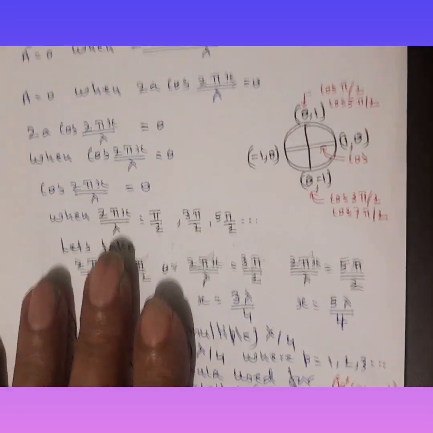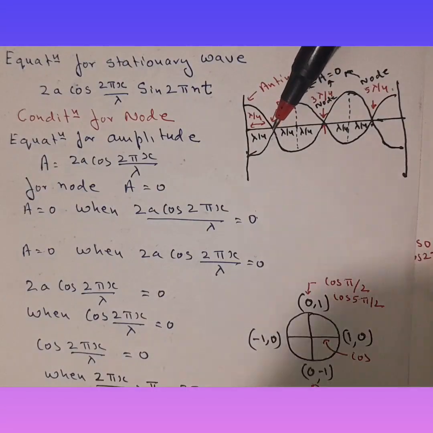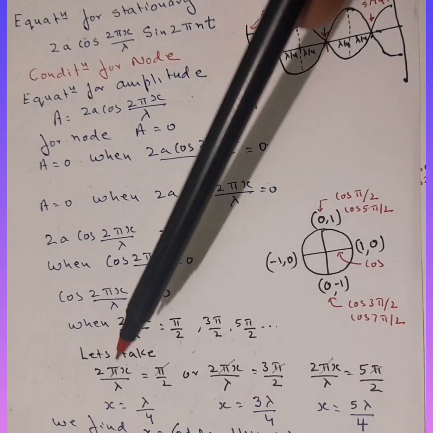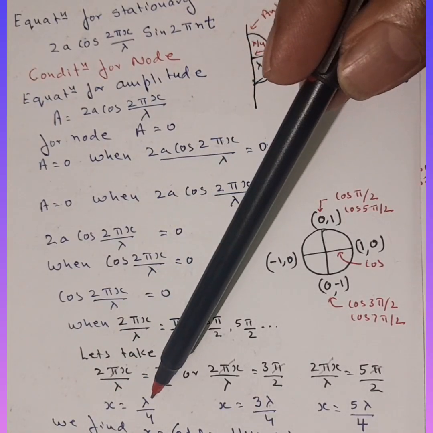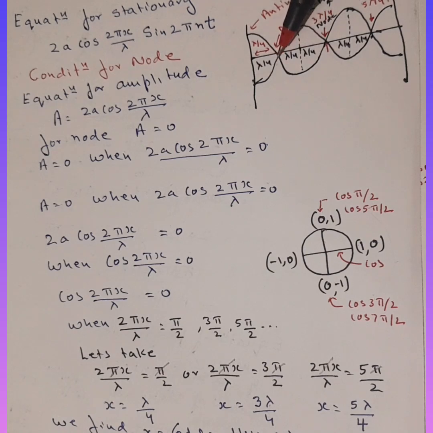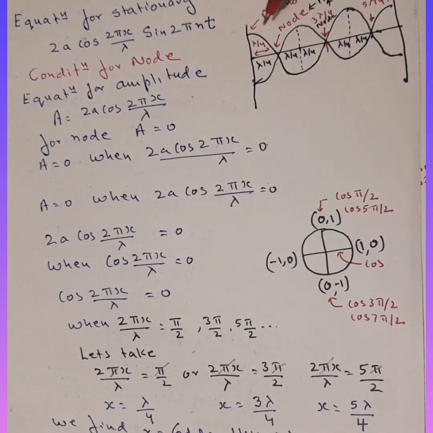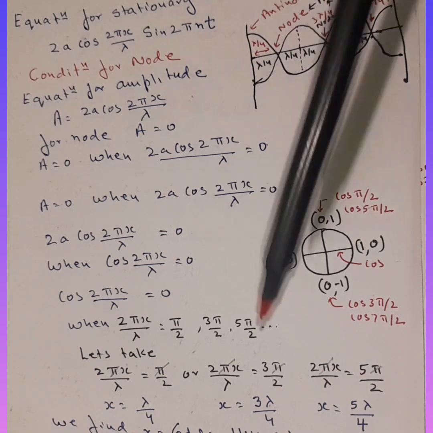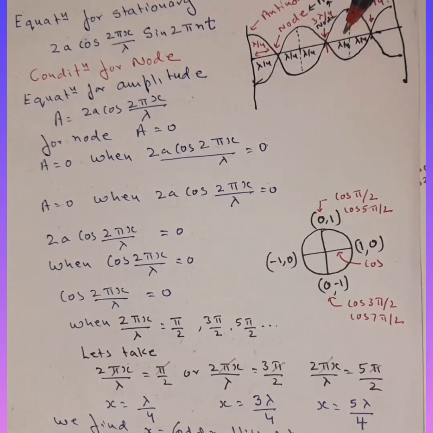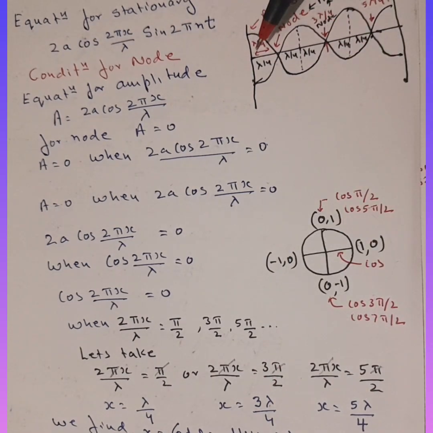Now let us check whether that's the situation. The first node was at λ/4. The second node was at 3λ/4. So λ/4, 2λ/4, 3λ/4. And the next one that we have is at 5λ/4, that is 4λ/4, 5λ/4. Alright, so 5λ/4. So confirmed. Okay, so that's the difference.